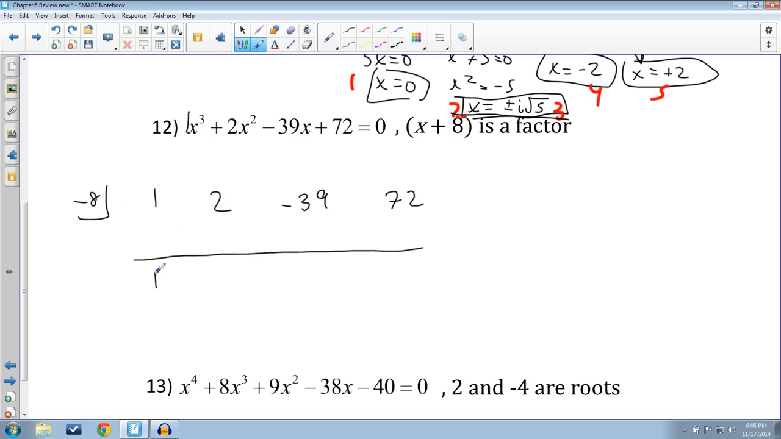Bring down the 1. Negative 8 times 1 is negative 8. 2 plus negative 8 is negative 6. Negative 8 times negative 6 is 48. Negative 39 plus 48 is 9. Negative 8 times 9 is negative 72. 72 minus 72 is 0. This is your remainder. Working up from there, this is your constant. This is your linear term.